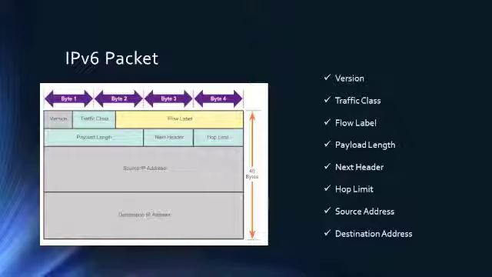Next header is the equivalent of the protocol field, and it is used to pass the data to the appropriate upper layer protocol. And finally, the source and destination addresses consist of 128-bit fields for each one that specify the address of each host.